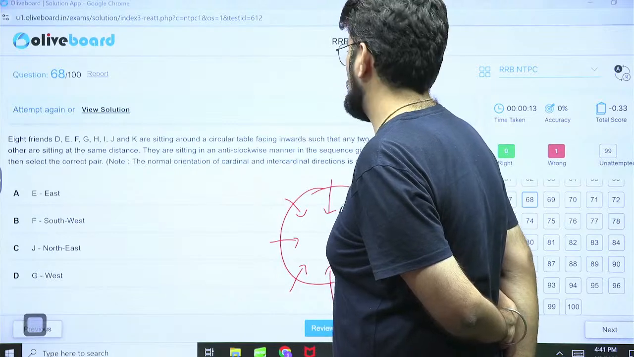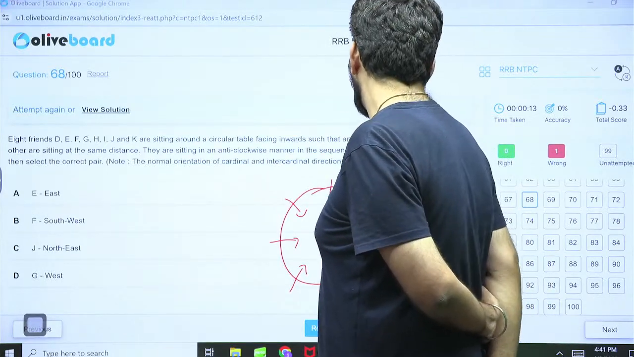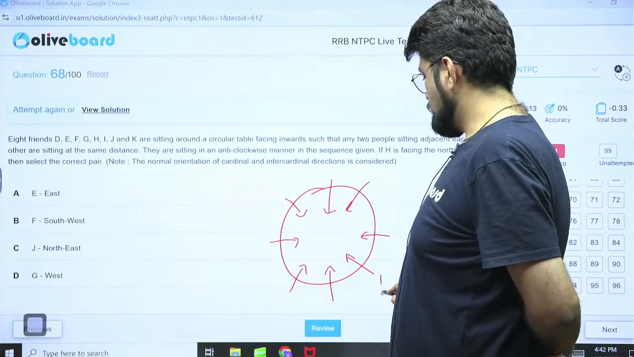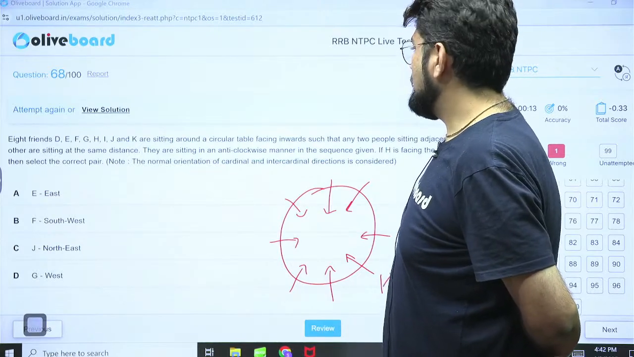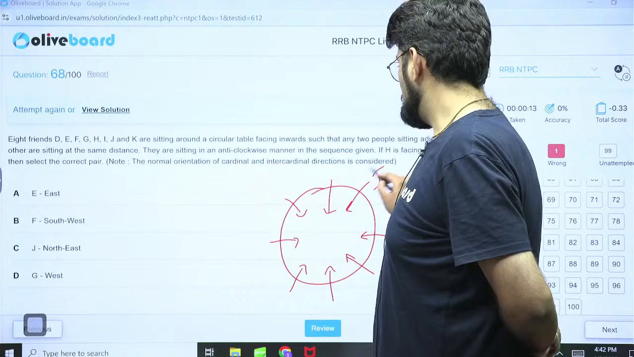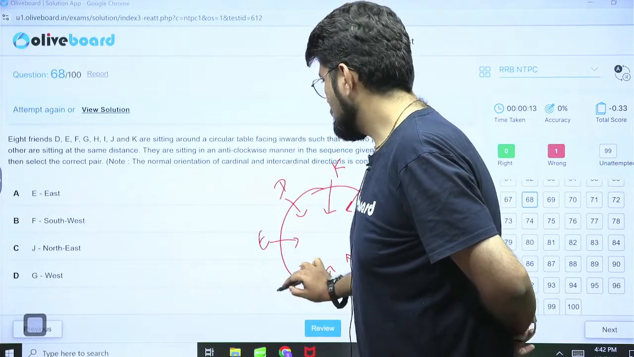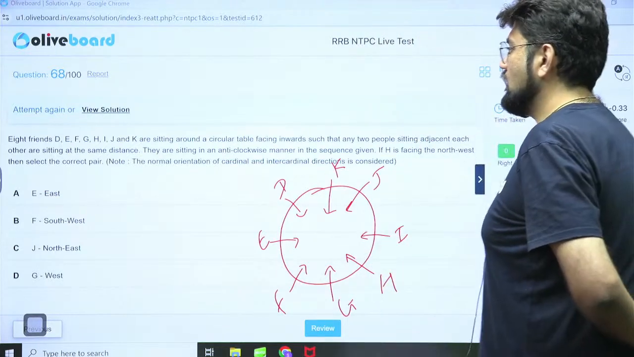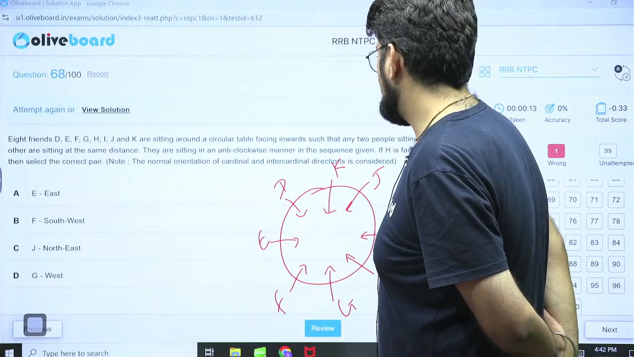If H is facing the northwest, they are sitting anti-clockwise in sequence given. And H is facing the northwest. If H is facing the northwest, H has to be sitting here because this is the northwest. Okay. And they are all sitting anti-clockwise. So after H we have I, J, K. So it has to be here. I, J, K. And then we'll start with D, E, F, G, H, I, J, K. Now they're asking you normal orientation of cardinal interrelation considered.